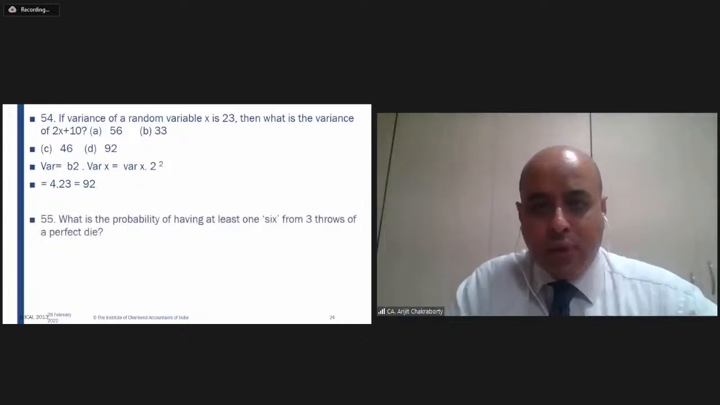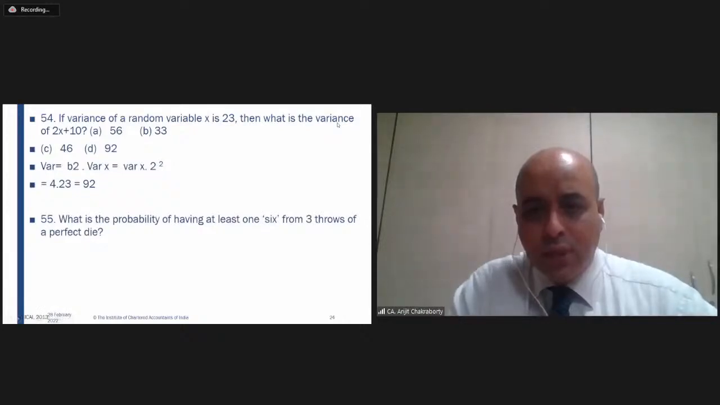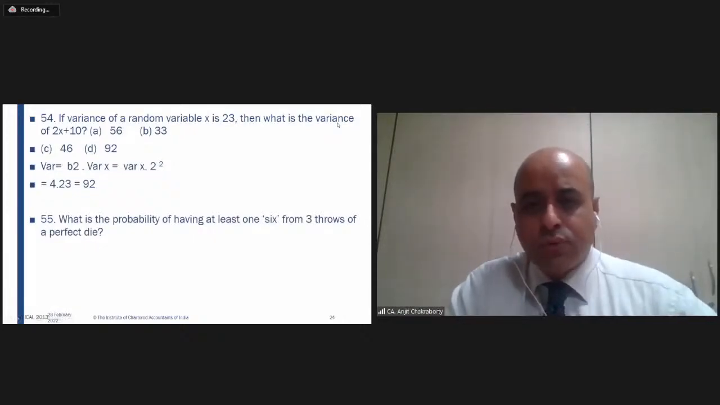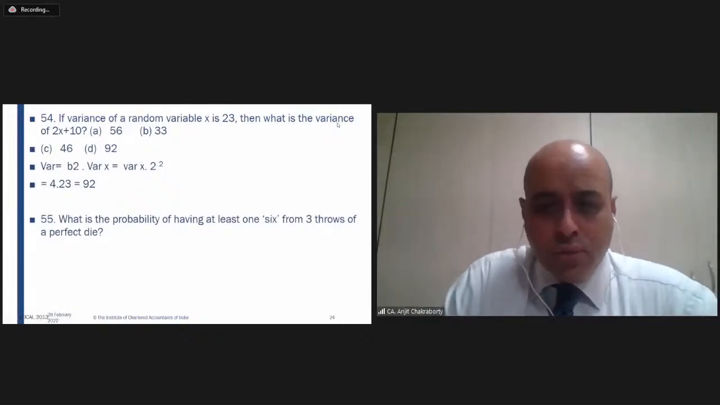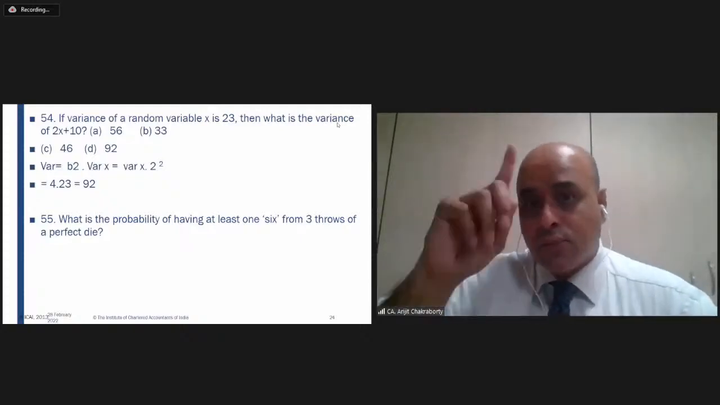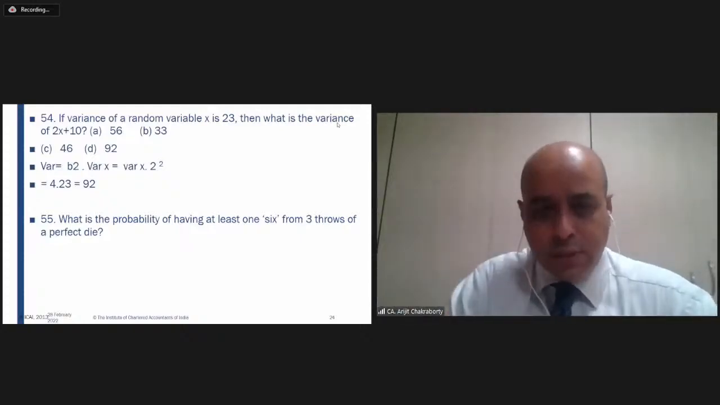The 55th question is, what is the probability of having at least one 6 from 3 throws of a perfect die? So we are throwing the die 3 times, it's a perfect die. We have to find the probability of getting at least one 6. Please note, at least one 6.